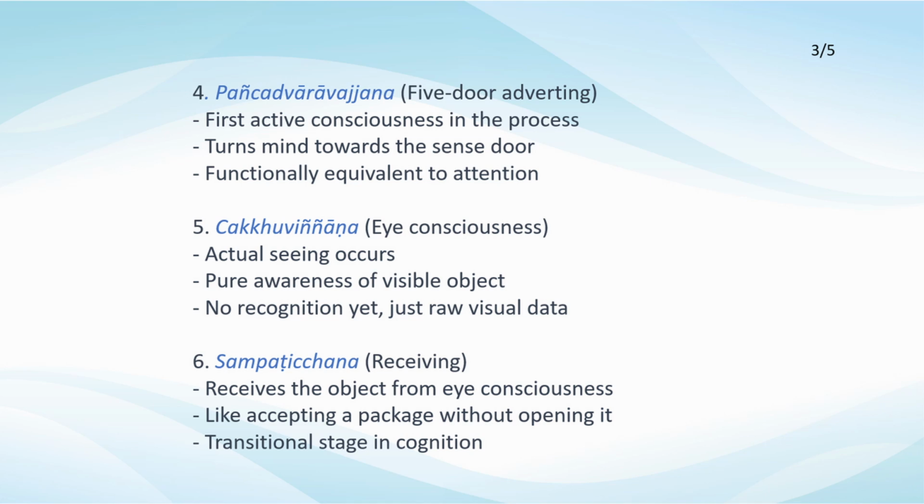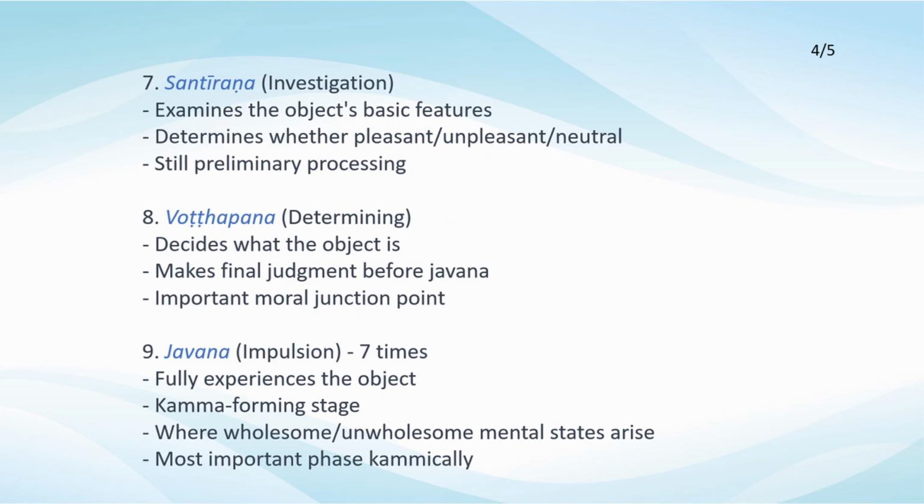Number 6, receiving. It receives the object from the eye consciousness, like accepting a package without opening it, a transitional state in connection. Number 7, investigation. It examines the object's basic features, determines whether it is pleasant, unpleasant, or neutral, still preliminary processing. Number 8, determining. It decides what the object is, making a final judgment before javana, an important moral junction point.